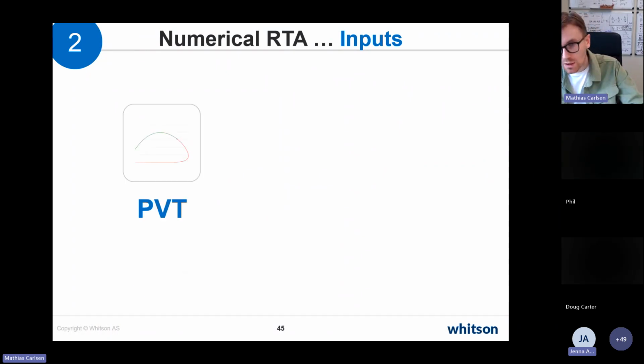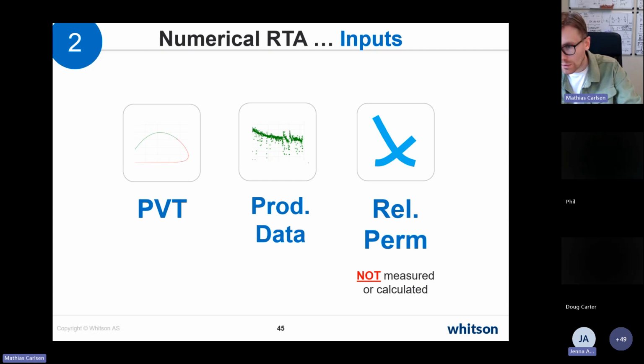Some of the inputs to numerical RTA are PVT and production data, but all these numerical models will also require rel perm. So that would be kind of a history matching parameter or something that you would like to change, and you would hopefully like to keep them pretty similar, or at least for wells in the same area, because relative permeability is kind of a combined rock and fluid data set that's very hard to measure. And it's not like PVT or bottom hole pressures where you can calculate it, at least with some accuracy, if you don't have the data available for it.